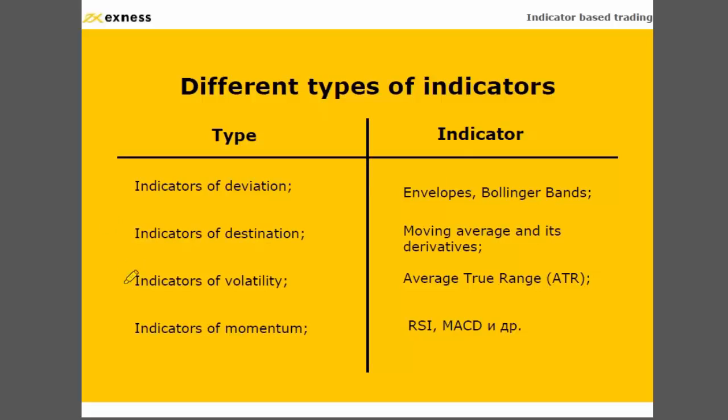And the third one is indicators of volatility. It is average true range. It is a very, very important indicator for every trader. And the fourth one is indicators of momentum. It is RSI, MACD, and others.